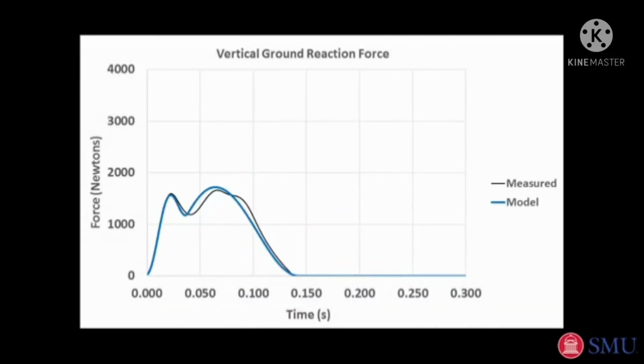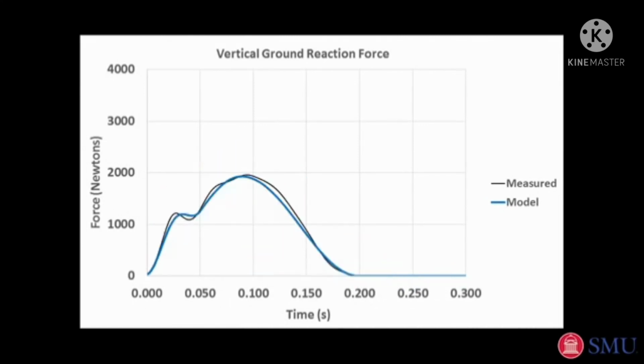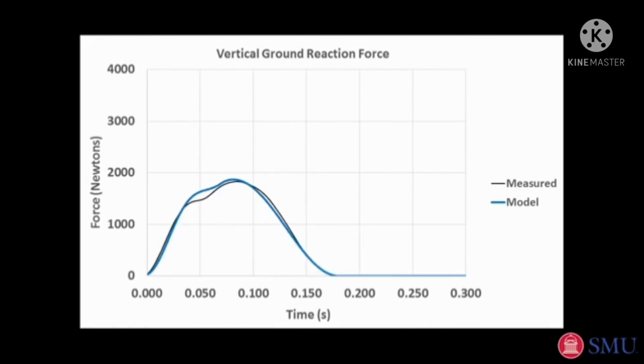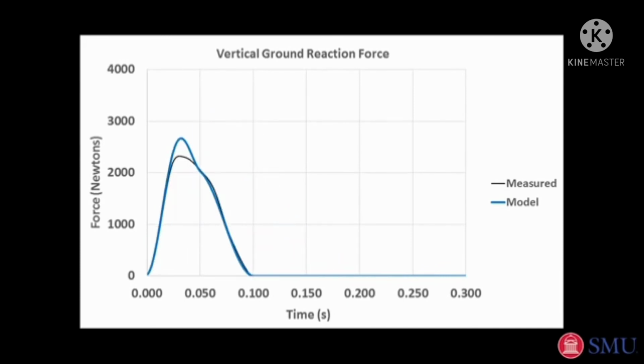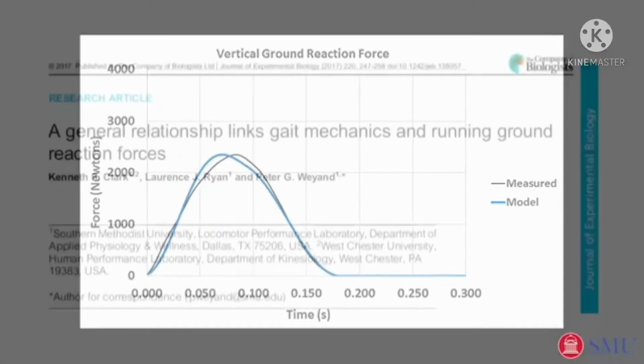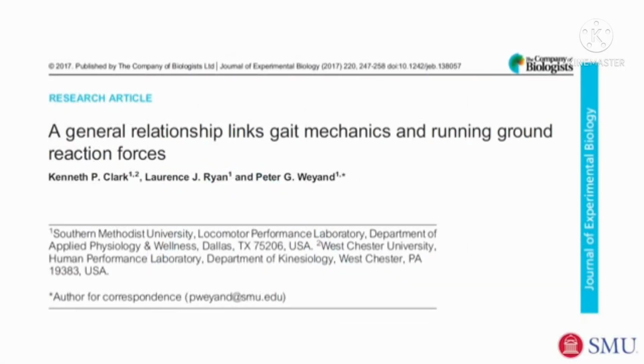Our model accurately predicted forces across running speeds from 3 to 11 meters per second for 42 men and women with different foot strike mechanics. Applications of the model include gait analysis, robotics, prosthetics, orthotics, and shoe wear design. I'm Ken Clark. Further details of our research can be found in the Journal of Experimental Biology.